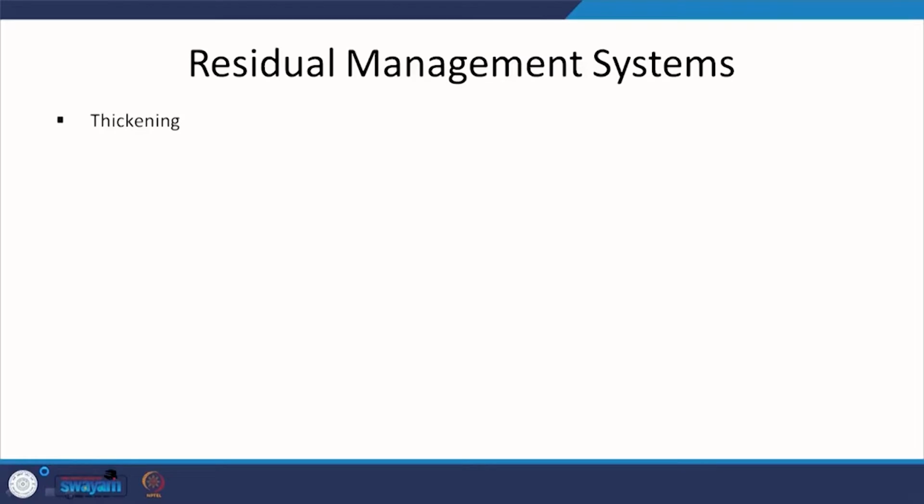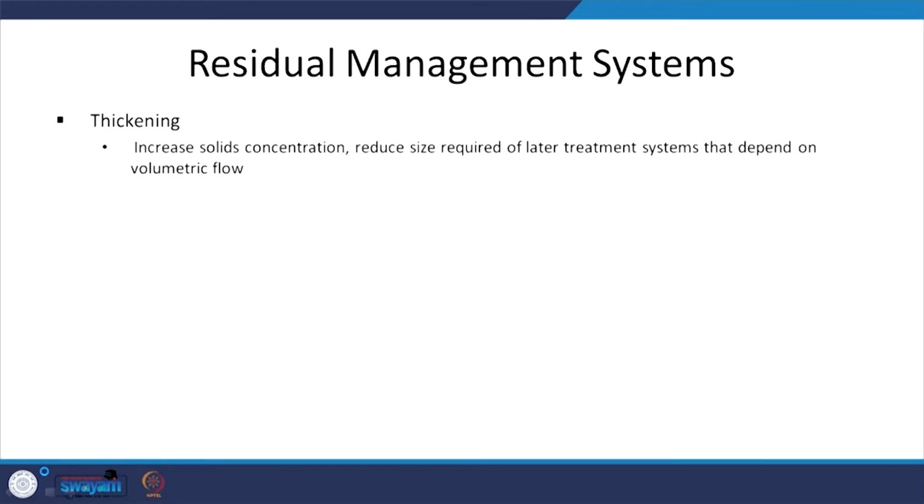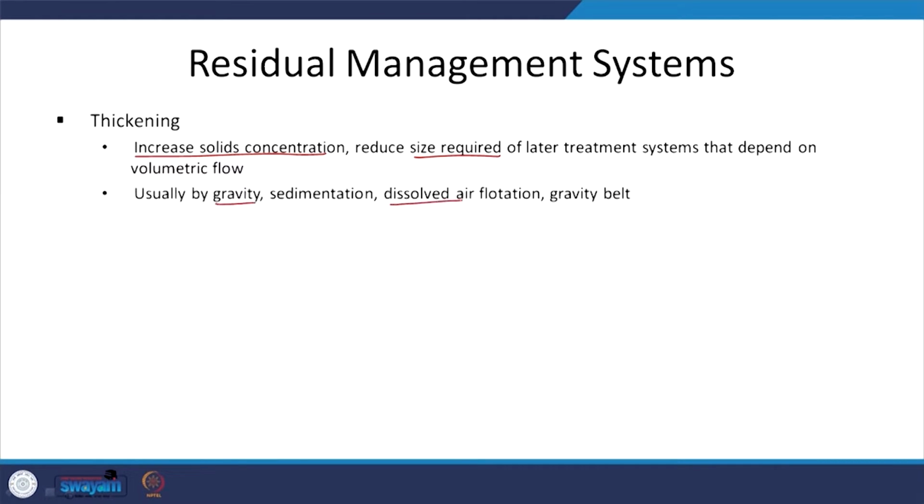Residual management. So, first one is thickening. What is it that I am trying to do? Increase the solids concentration. Why? Because that will lead to reduced size requirement for the later treatment systems. Yes. And how do we achieve that? Typically by gravity, and depending upon the type of sludge, dissolved air flotation or gravity belt, right?